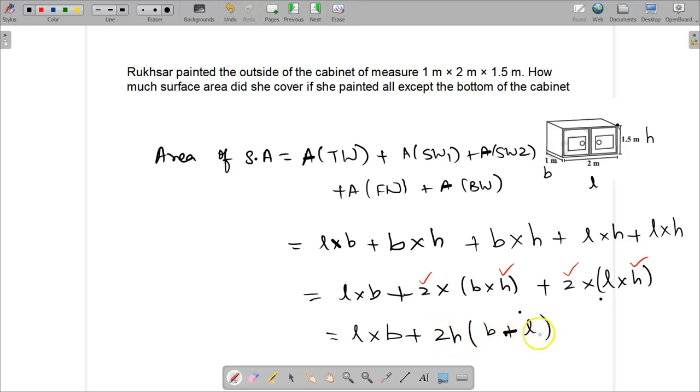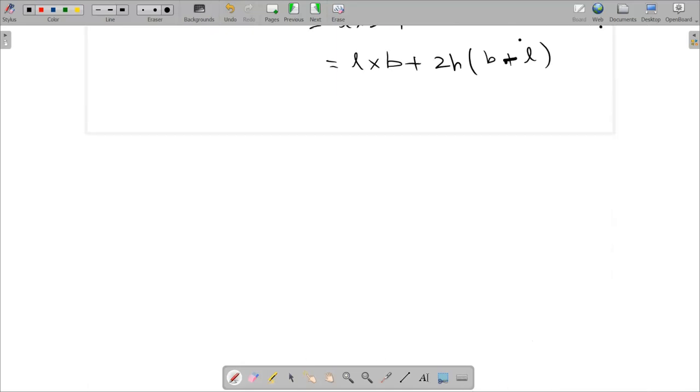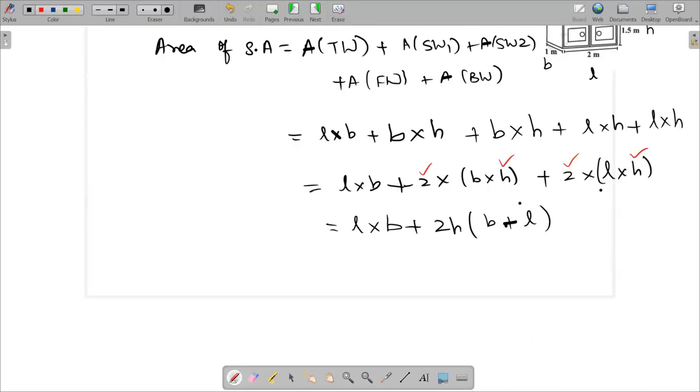Directly you can apply the formula like this, where the top area is affected by length into breadth, or you can simply use the formula for each and every face, and then find the total surface area. It is your wish, whichever is convenient. So here, what is the length value? Length is 2 meter, breadth is 1 meter, height is 1.5 meter. So just substitute all the values here.